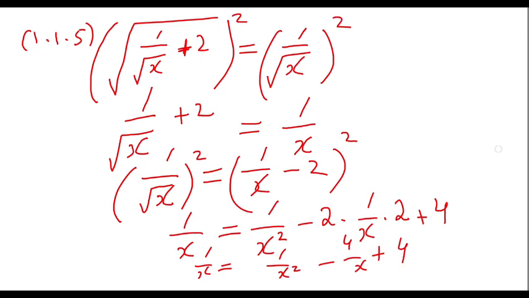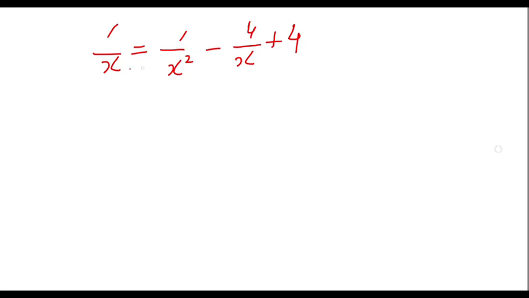Now I need to get rid of the denominator. I'm going to multiply the whole expression by x^2. So multiply the whole expression by x^2. So this is only going to leave x, and this side only leaves 1 - 4x + 4x^2.